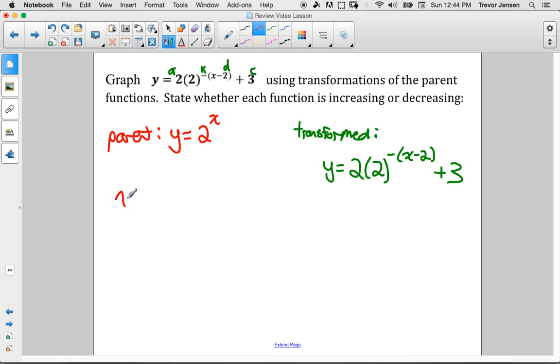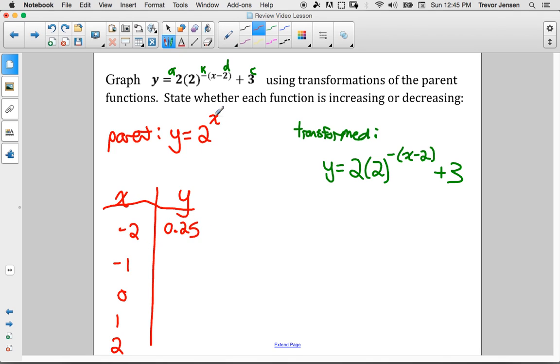Let's write out key points for the parent function first. You get to pick your x values, and then we'll calculate the corresponding y values by plugging the x values into the equation. For exponential functions, it's easiest if you pick values between -2 and 2 for x. So -2, -1, 0, 1, 2. Let's plug each of these into y equals 2 to the x. If I plug in -2 for x, 2 to the -2 is 1 over 2 to the +2, which is 1 over 4, or 0.25.